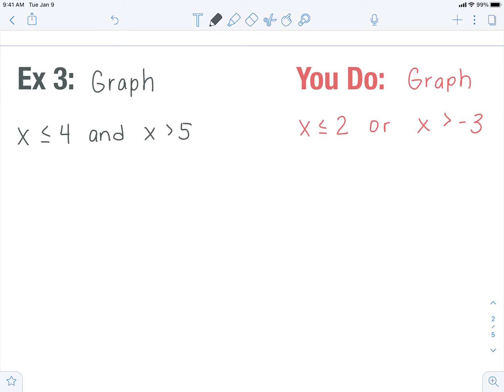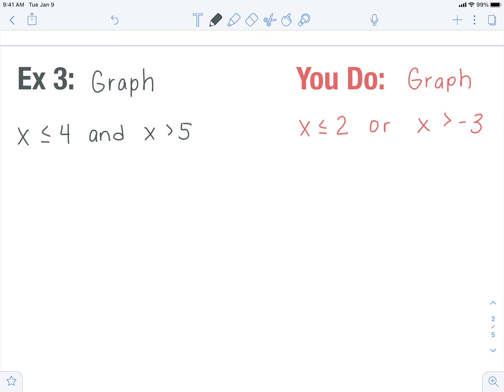So here are my weird situations. Here are the ones that don't really have too many real world applications. They don't really show up as often, but they are not impossible to get. So I just want to make sure you know what these look like. So my first one says x is less than or equal to 4 and x is greater than 5.